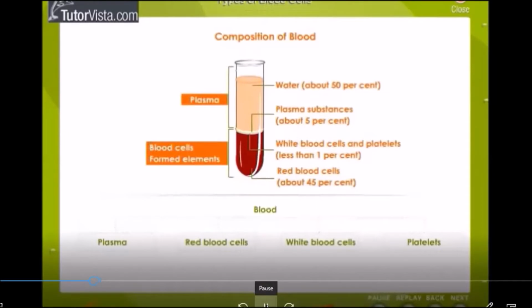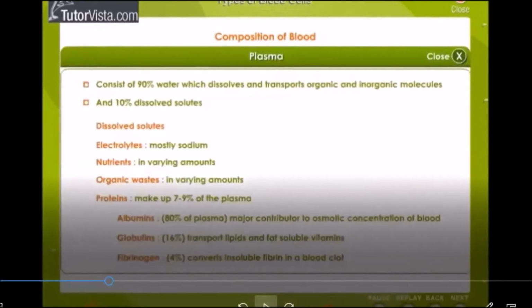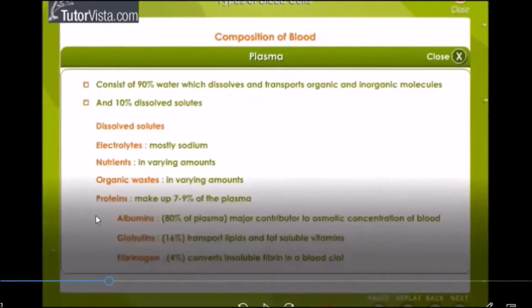So let's see what are the constituents that make up the plasma. Plasma consists of 90% water, and the remaining 10% is dissolved solutes. Those dissolved solutes can be vitamins, minerals, proteins, and waste products. Here is a list of all the solutes that are present in the plasma, shown on the screen. There are three main kinds of proteins having different functions: albumins, globulins, and fibrinogen, that are also present in your plasma.